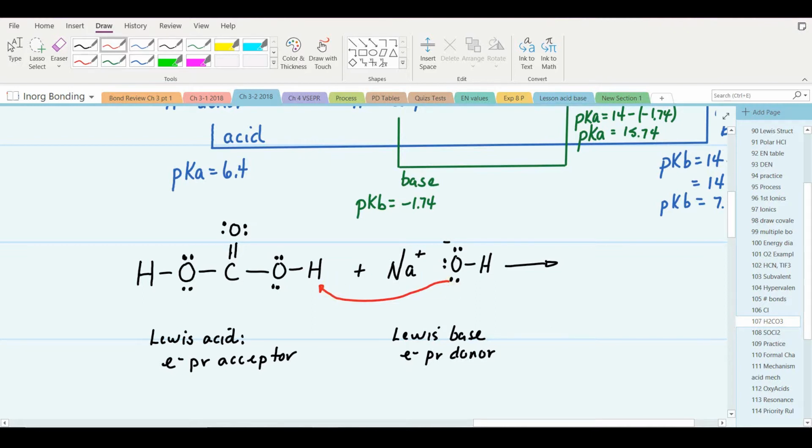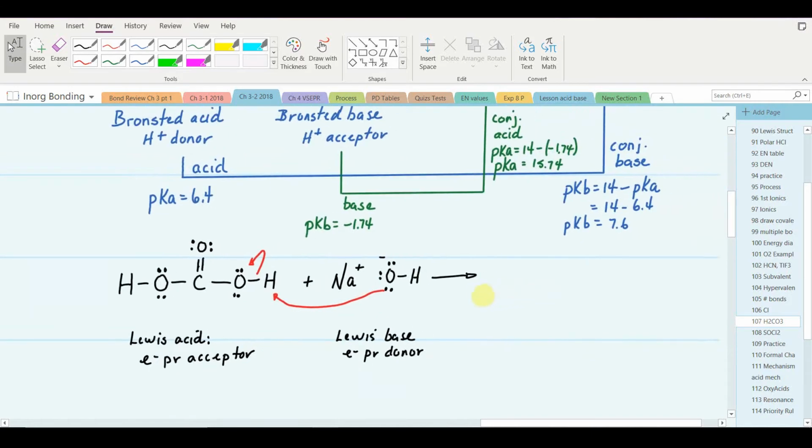Recall that hydrogen is monovalent. It can't have a bond with the oxygen and at the same time have another bond with this other oxygen. In order to form the bond with hydroxide, it has to leave behind the pair of electrons it's currently sharing with the oxygen in carbonic acid. That is the mechanism of the reaction. It shows the transfer of electrons from electron donor to electron acceptor.